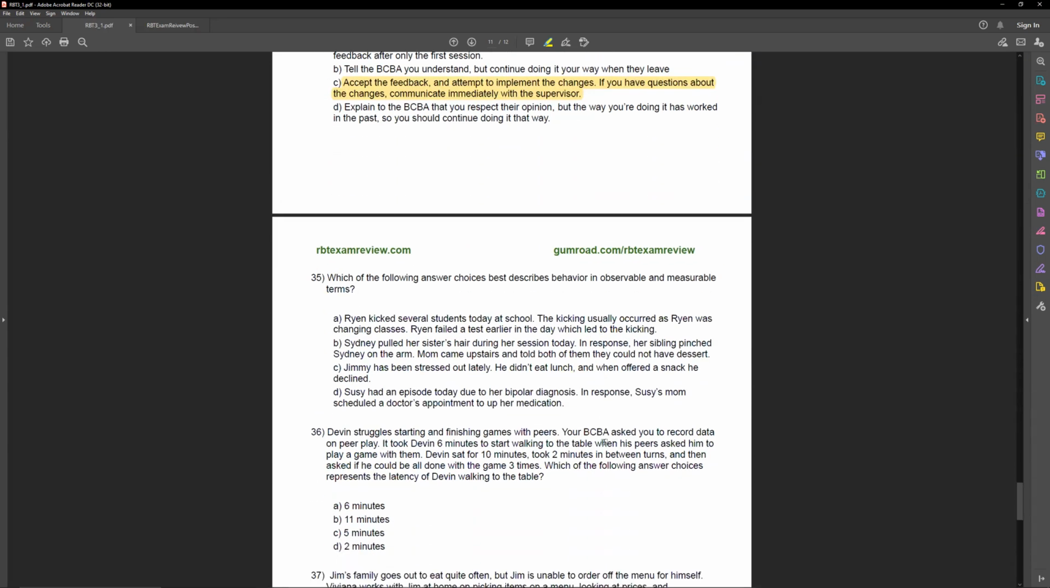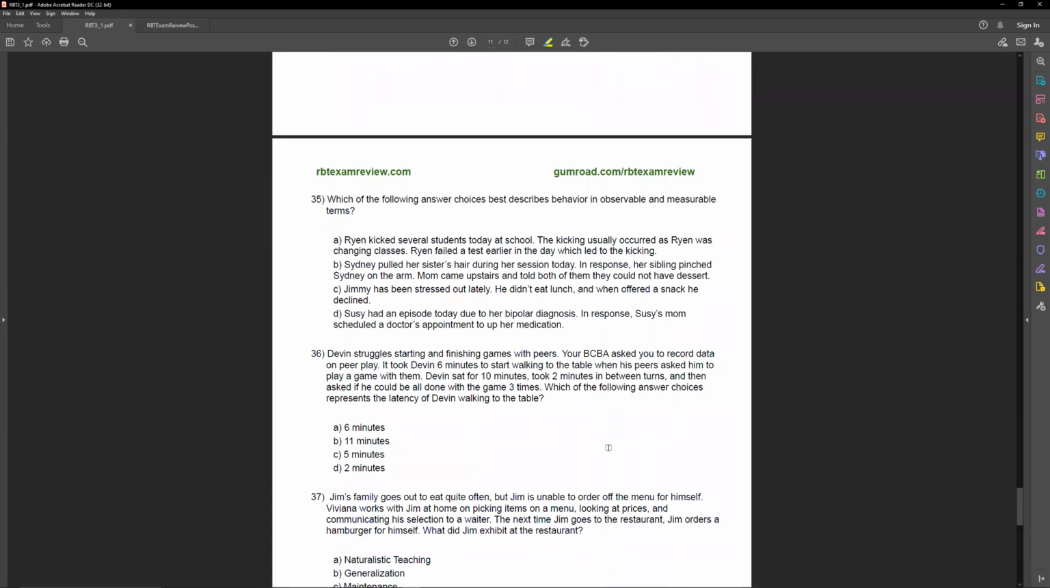All right, 35. Which of the following answer choices best describes behavior in observable and measurable terms? Again, task list item: describe behavior in observable and measurable terms. What does that mean? Observable means we can see it, we can observe it, we can track it. Measurable means we can take data on it. We have our measurement systems. Observable and measurable go hand in hand.